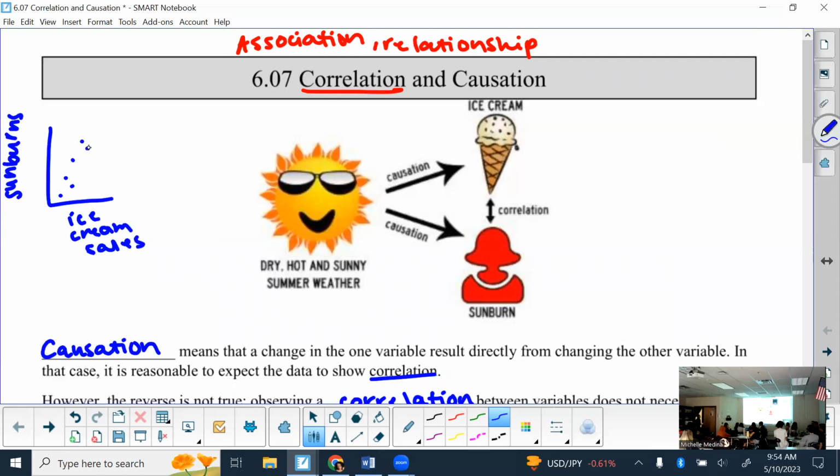Now, does that mean that there's causation between sunburns and ice cream sales? Do sunburns cause you to want to buy ice cream? Could there be other reasons that you want to buy ice cream? Okay, do ice cream sales cause sunburns? Wait, what? Does buying ice cream give you a sunburn? No. So there's definitely no causation between the two. So between ice cream sales and sunburns, there's a correlation. No causation.